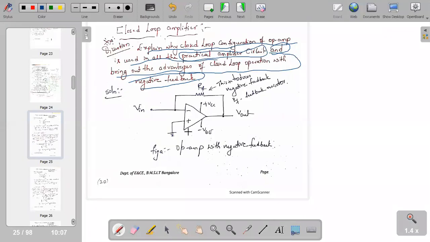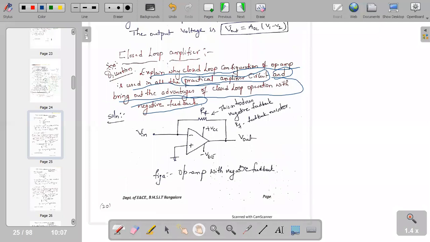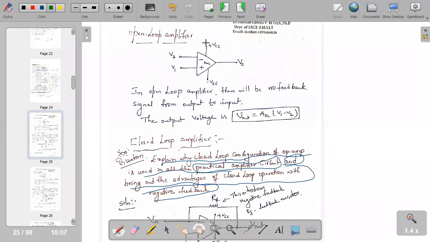So now please understand what you mean by a closed loop. In the earlier cases we have come across till now, it's an open loop operation. This is what an op-amp under open loop mode is.